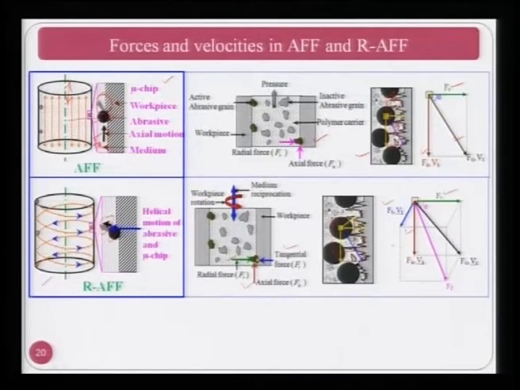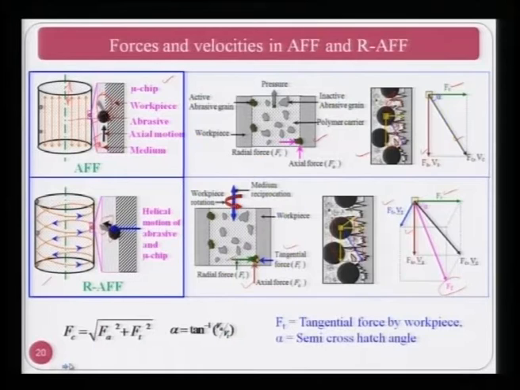As a result, you get the final finishing force, which is the resultant of all these forces, and we have found that the finishing rate has improved compared to abrasive flow finishing, as well as the final surface roughness value has gone down compared to what one achieves in the abrasive flow finishing process. Here the cutting force is the resultant of Fa square plus Ft square, where Ft is the tangential force by the workpiece, and alpha is the semi cross hatch angle.